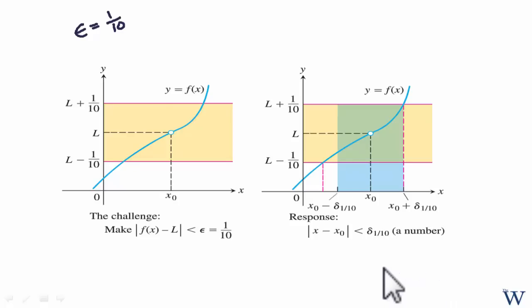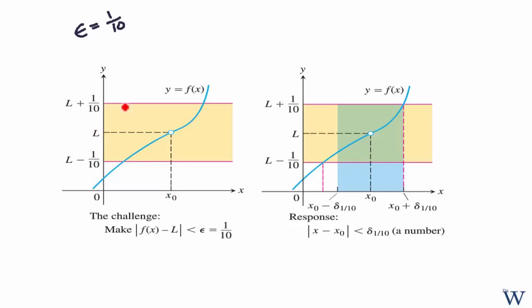Right, so far we've looked at a particular example. Now let's just take any function in general. We've got a function here, and say we dictate an epsilon equal to 1 over 10. And here we see that the limit of the function as x approaches x sub 0 is equal to L.